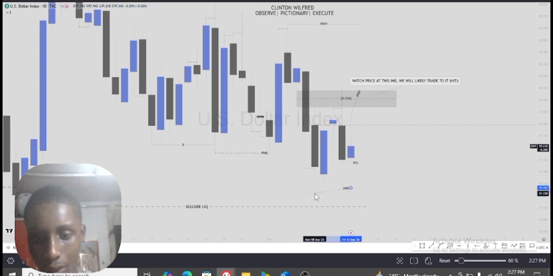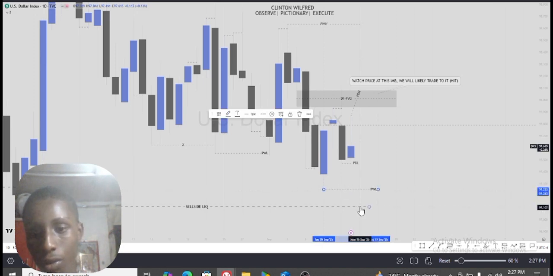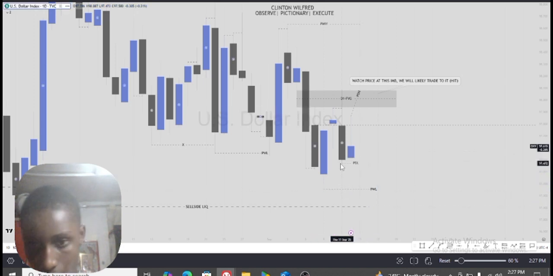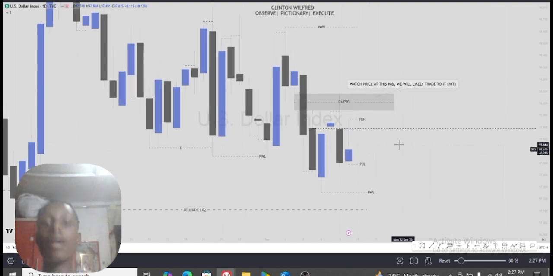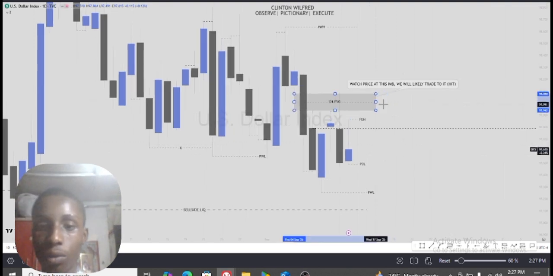Need to take out this previous week low first before we head to this one also. So this was our previous day low, previous day highs. Okay, now let's zoom.